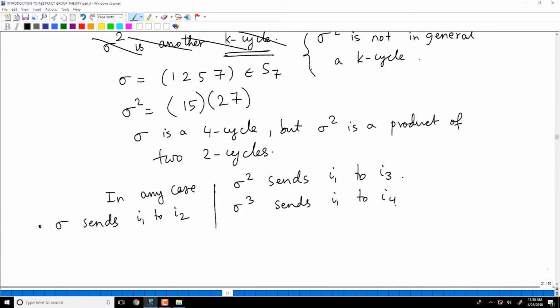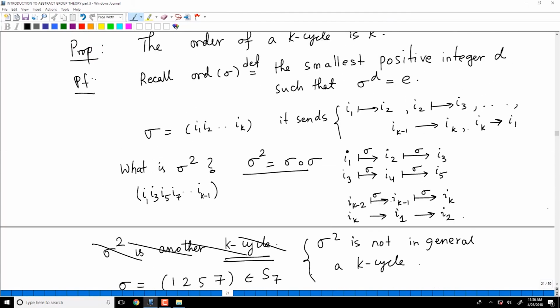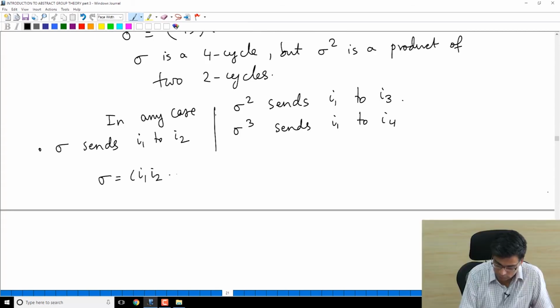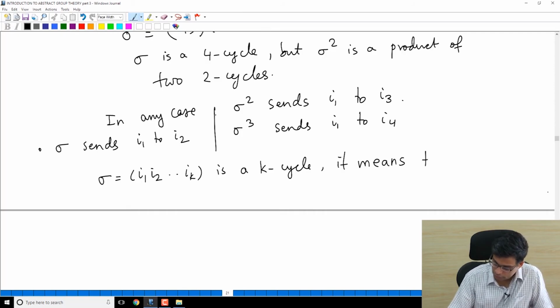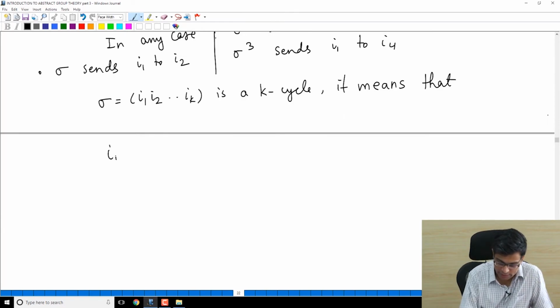Remember, the fact that we are saying sigma is a K cycle implicitly means that I1, I2, ..., Ik are distinct indices.